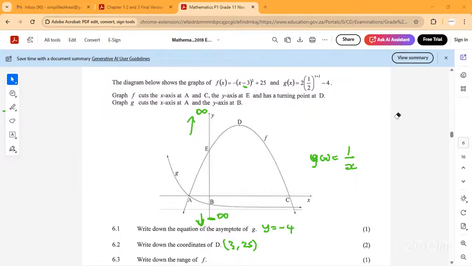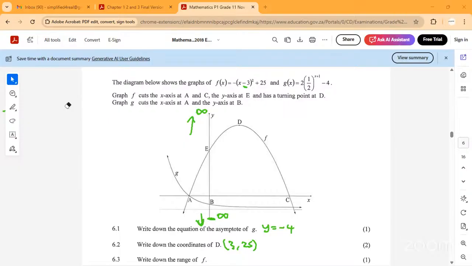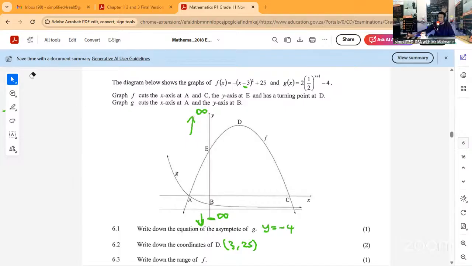Now, from what you see in the diagram, what are the possible values for y? Negative infinity to 25. Negative infinity to 25. Very good. So you start from the smallest number, you go to the maximum value. Since point D is (3, 25), we know that this point here will represent our 25.